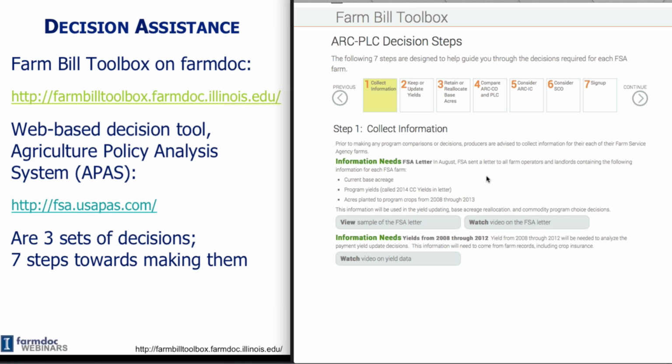So the payments, at least for ARC County and PLC, are really tied to base acres, and it doesn't matter necessarily what you plant in any given crop year moving forward over the next five crop years, or the next four crop years. 2014 is wrapping up, I guess.